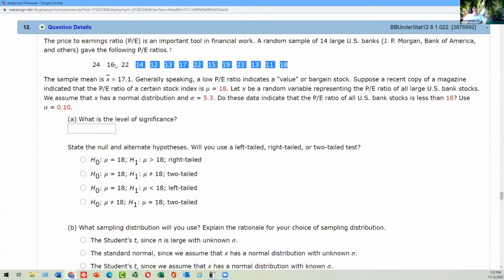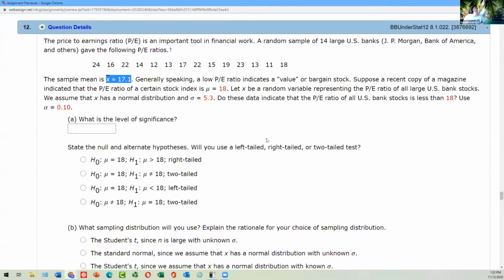So here is a whole bunch of banks. I need to know the number. If you read the question, you can tell that it's 14 because it says it there, but if I didn't know that, I could just count them. So n equals 14. I need to know the mean of these, and that's 17.1, and they tell me that there. I need to know what mu is. It's 18. That comes later. I need to know what sigma is, and sigma is 5.3.